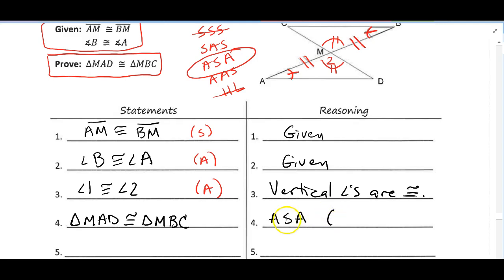And the reason we can say that is by the angle, side, angle, triangle congruency conjecture. And the steps that we got their congruency. So again, I like to highlight, I've got a congruency here, here, and here. So that's in steps 1, 2, and 3.